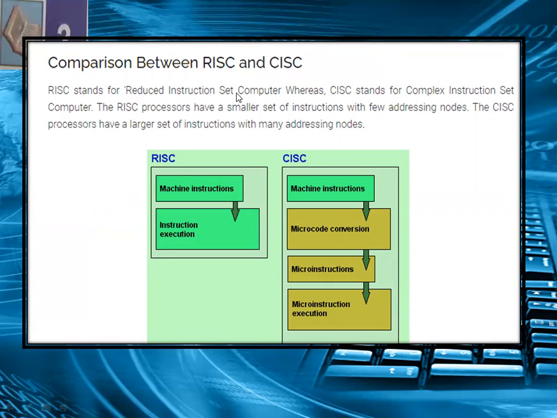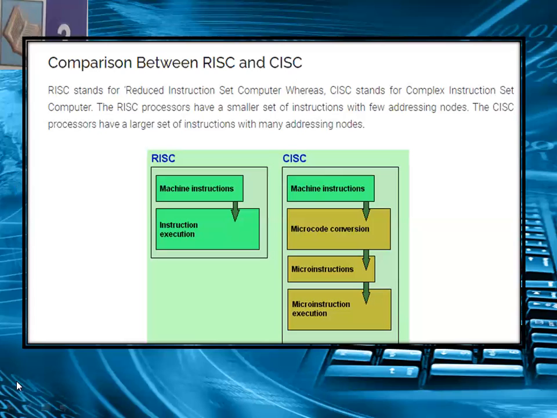So basically, a microprocessor is sometimes classified on the basis of its instruction set. We have discussed instruction sets in the previous lecture: how many instructions an instruction set has, with 0 address, 1 address, 2 address, 3 address. So RISC is a reduced instruction set computer, and CISC is a complex instruction set computer. The RISC processor has a smaller set of instructions with a few addressing modes. The CISC processor has a large set of instructions with many addressing modes.